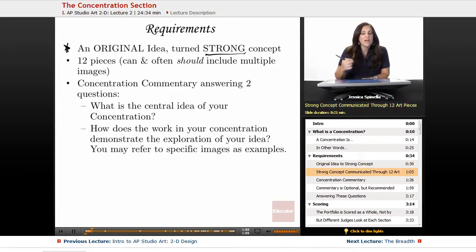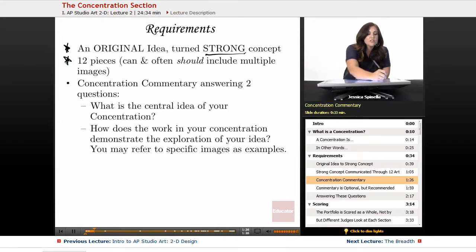In addition to that original idea, what you're going to do with that idea is transfer it into 12 pieces. Now, 12 pieces can and often should include multiple images. So what I mean by 12 pieces or 12 photographs are 12 finished pieces that might have more than one photo as that piece. And I'll show you some examples shortly.